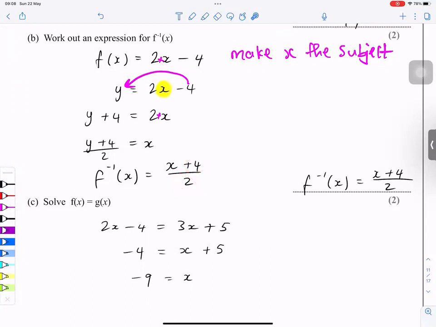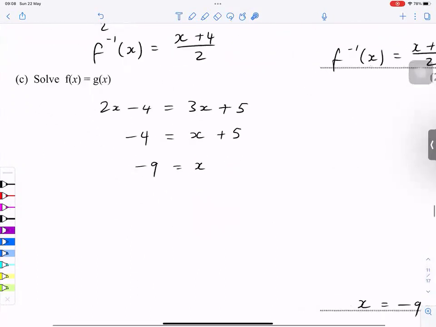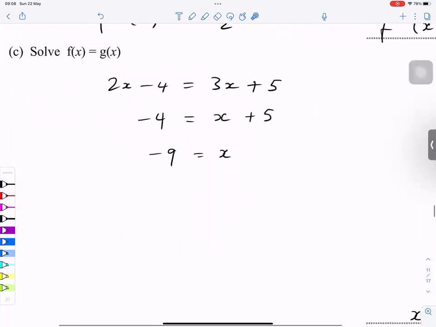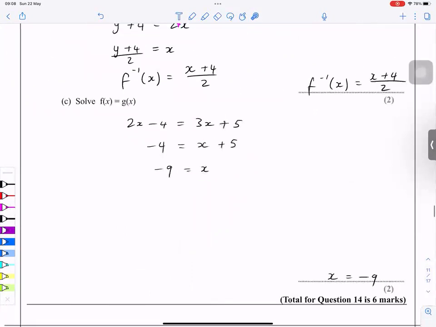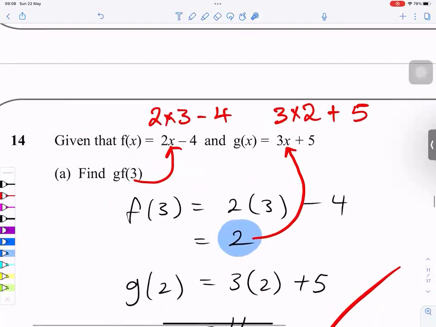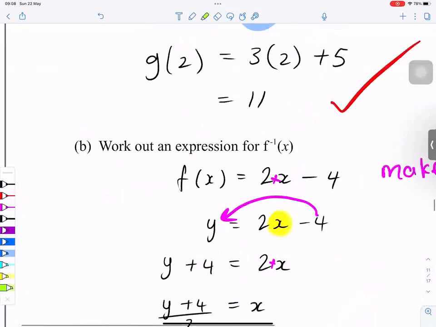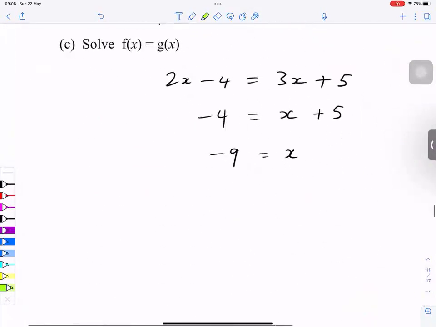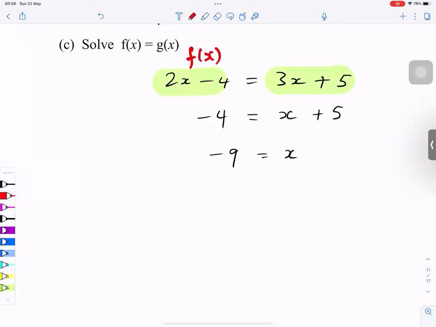And then part C, solve f of x equals g of x. So you go to the question, that's f of x at the top there, and that's g of x. Since the question says f of x is equal to, you write f of x and you write g of x. So this one is f of x equals g of x. Now you solve that equation.